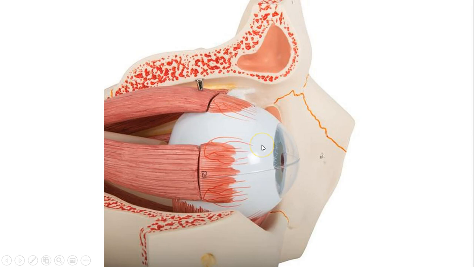Medial rectus will make you look to the inside. Superior oblique makes you look down and out. Inferior oblique makes you look up and out.